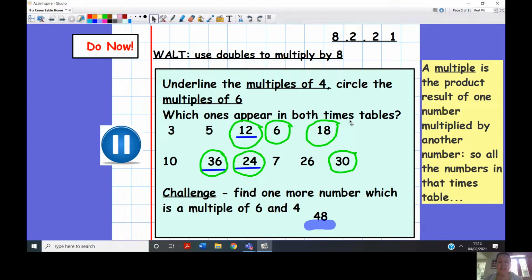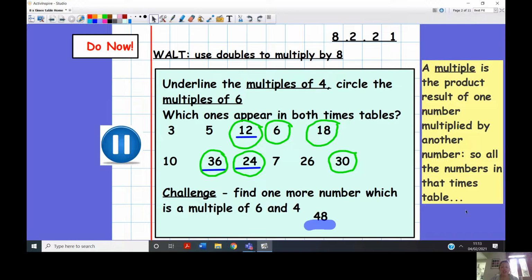So you can see here that, for example, looking at the number 6, it is circled because obviously 6 is in the 6 times table. 12 is a multiple of 6 and 4. 3 groups of 4 is equal to 12. 2 groups of 6 is equal to 12. 18, 3 times 6. Then we've got 24. 24 is the same as 6 times 4 and 4 times 6, so commutative, it's in both times tables. 30, 5 times 6. 36, 9 times 4 and 6 times 6.